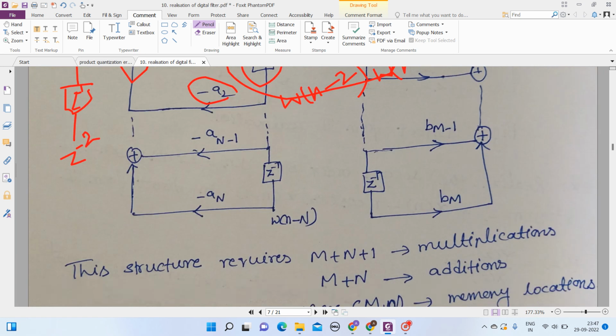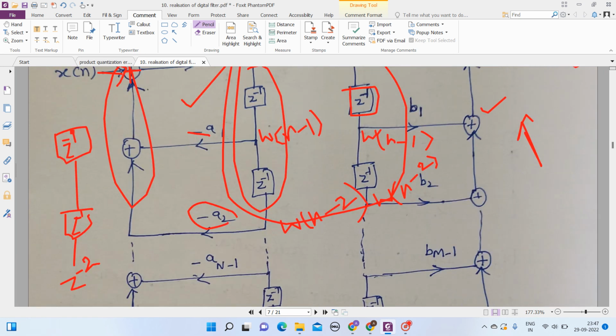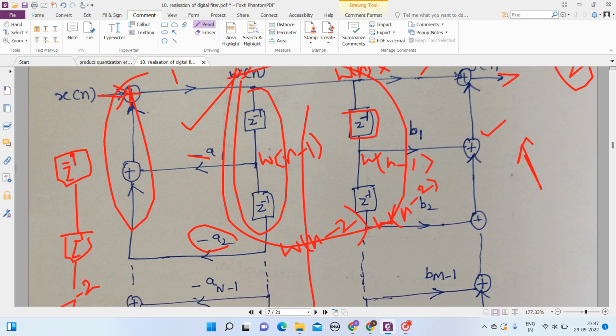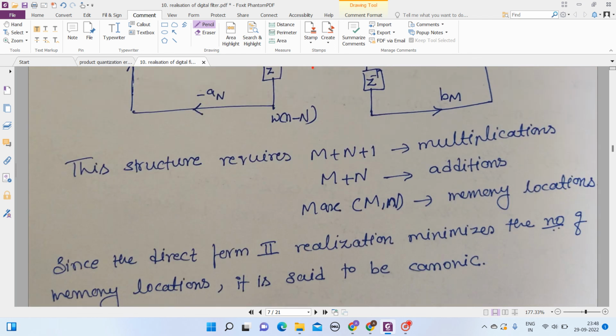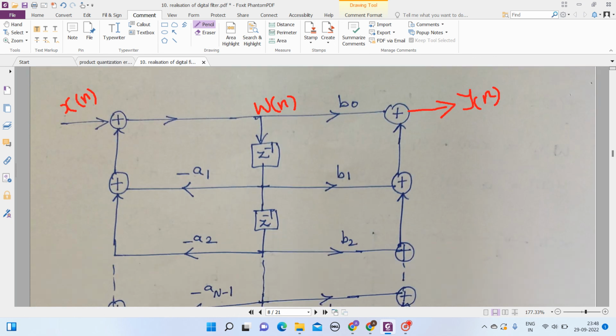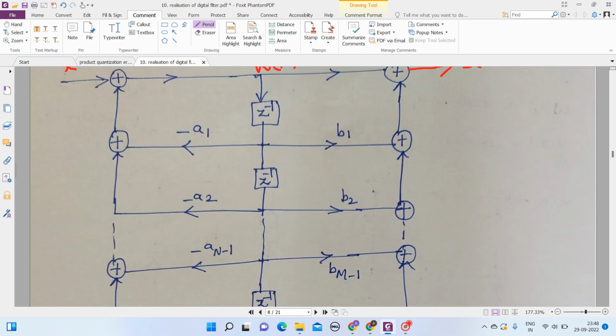Now I have to combine these delay elements as a single delay, because in this structure also I am getting delay elements, and in this structure also I am getting delay. In the middle part we have these two delay elements, so we are combining these two delay elements as a single one. After combining the delay elements, the direct form 2 structure looks like this.